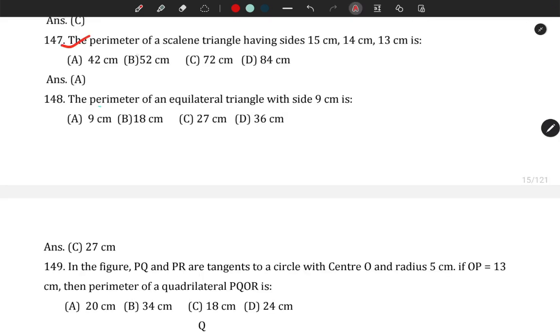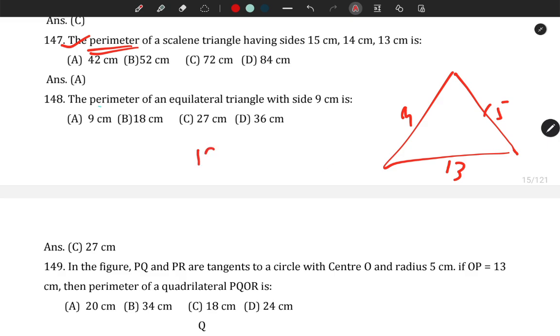Next question, perimeter of a scalene triangle having sides 15, 14 and 13 centimeters. So we have a triangle with sides 13, 14 and 15, and perimeter means the sum of all the sides. So if we add 13 plus 14 plus 15, we get the perimeter, and the perimeter will be 15 plus 14 plus 13, which is 42 centimeters. So the answer is 42 centimeters.